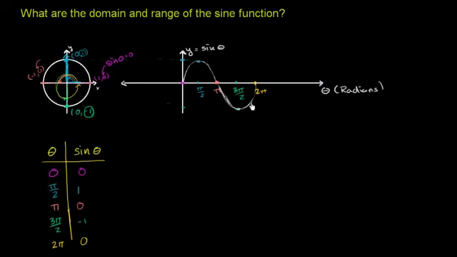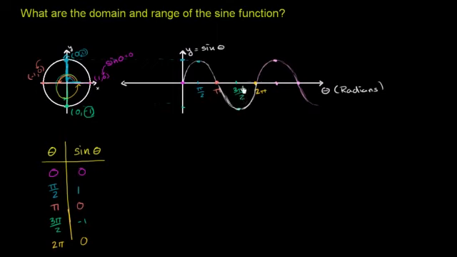But that's not the entire graph. We could keep going. We could add another pi over 2. So if you go to 2 pi and then add another pi over 2, you could view this as 2.5 pi, then you're going to get back to sine of theta being equal to 1. You go back to this point right over here. And you could keep going. The function sine of theta is really defined for any real theta value that you choose.